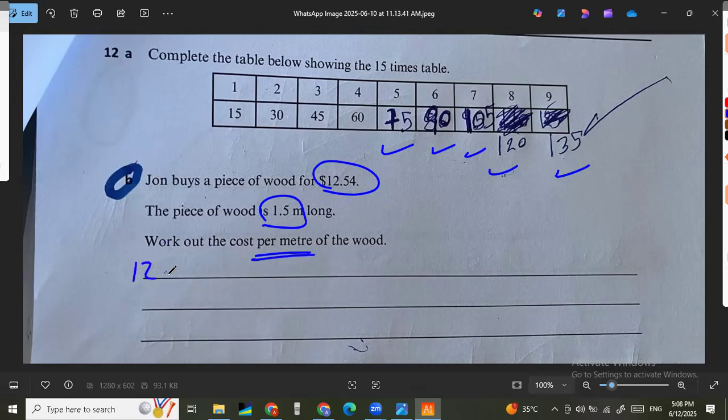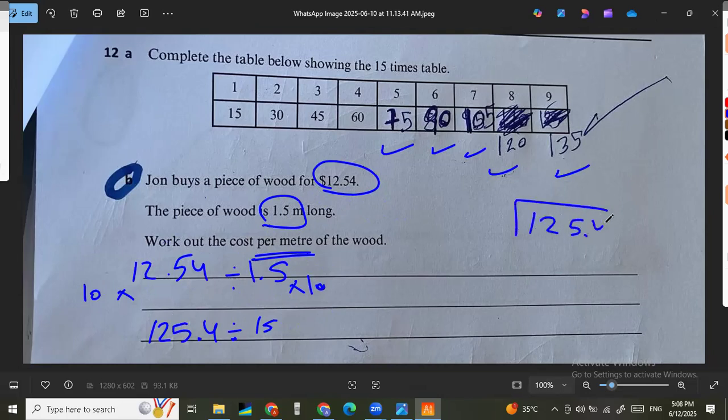So it is 12.54 divided by 1.5. Now I need to do what? If you remember at the beginning of the first video, we said that you must make the divisor a whole number. So I'm going to multiply by 10. It will be 15 over here, and here it is going to be 125.4 divided by 15. So how can I do that? We need to do the division. 125.4 divided by 15. Put the decimal point up. Then 15 goes into 1 0 times. 15 goes into 12, still 0 times.